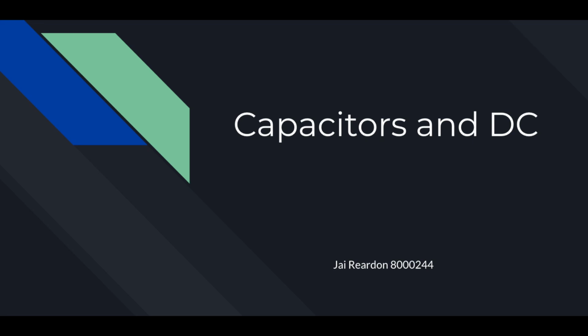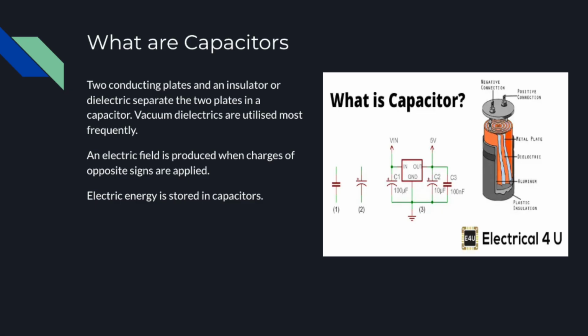My name's Reardon, and I'm here to talk to you about capacitors and DC circuits. A capacitor is an electronic component made of a dielectric substance, sometimes referred to as an insulator. When a capacitor is charged with opposing charges, an electric field is produced between the two plates. The capacitor stores the capacitance-related charge thanks to its electric field.